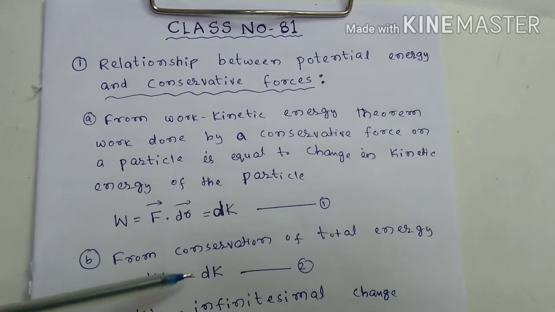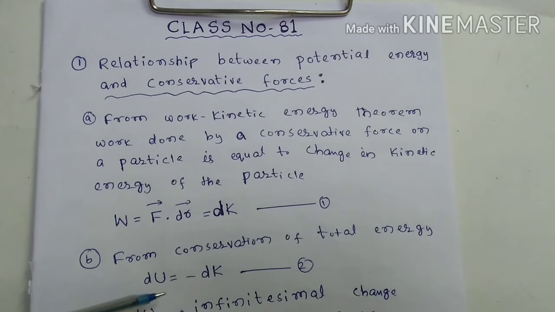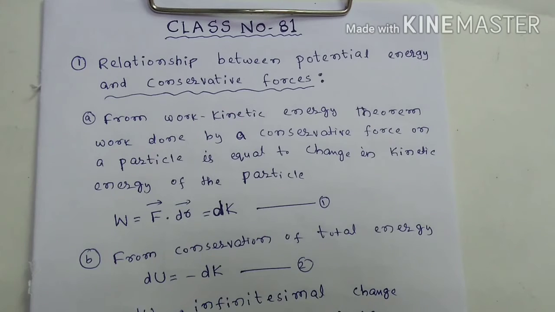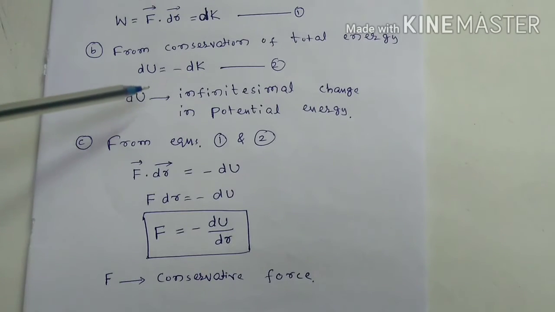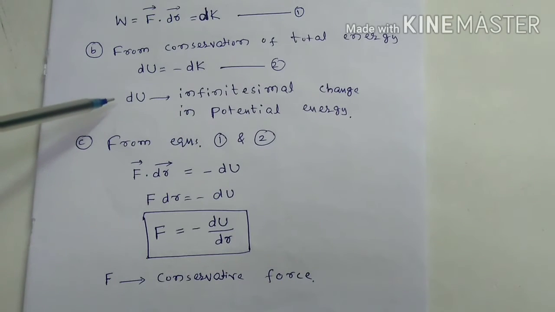So you see here why I am putting minus. Suppose dK, change in kinetic energy, is positive, means kinetic energy is increasing, then change in potential energy will be negative because potential energy will decrease. Very simple. This is equation 2. dU is infinitesimal change in potential energy, means very small change in the potential energy.